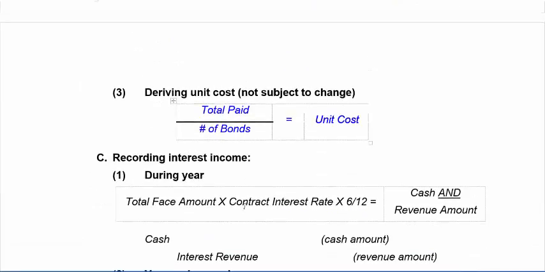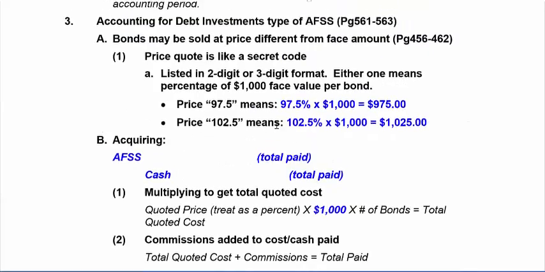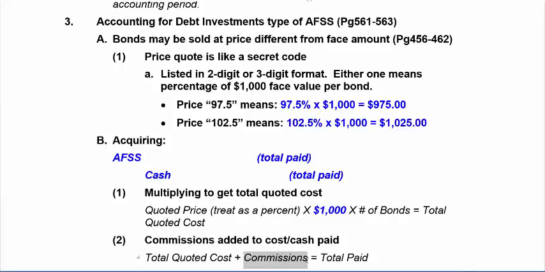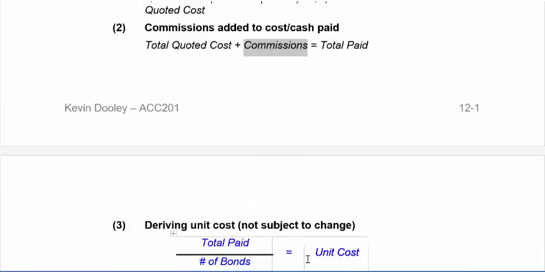The total that you paid for the bonds, divided by the number of bonds, would tell you how much each bond costs. So if there were any commissions, it's no longer going to be whatever the total quoted price was, because it'll be modified by the addition of the commissions to the cost. So you have to recompute to get the cost per bond.